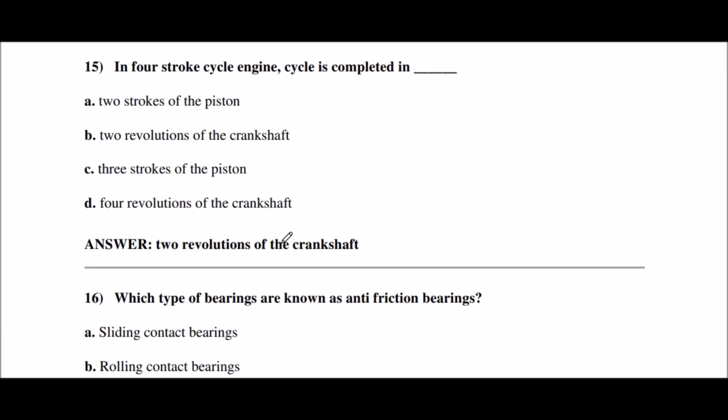In a 4-stroke cycle engine, the cycle is completed in option A, 2 strokes of the piston; option B, 2 revolutions of the crankshaft; option C, 3 strokes of the piston; option D, 4 revolutions of the crankshaft. Right answer is option B, 2 revolutions of the crankshaft. In a 4-stroke cycle engine, the cycle is completed in 2 revolutions of the crankshaft.